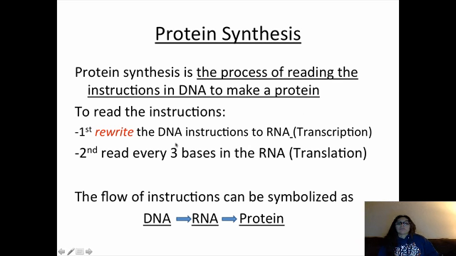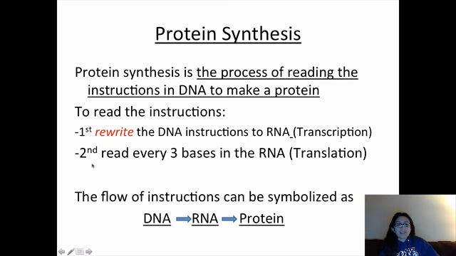So what happens is we rewrite the DNA instructions into RNA. RNA can leave the nucleus and go to a ribosome. So the first step is rewrite the DNA instructions. It's that simple. Just take those instructions and rewrite them into RNA. That first step is called transcription. Now, an important part of this word is script. Script is like to write. So one way you can remember the name of the first step is that it means to rewrite. Transcription means to rewrite the DNA instructions into RNA.